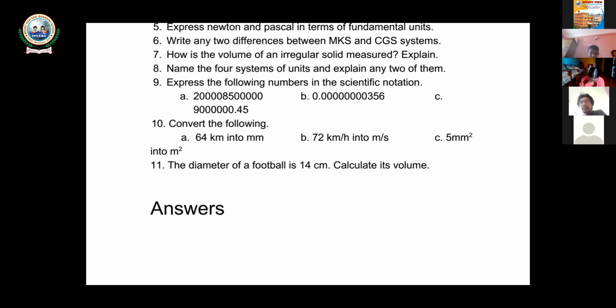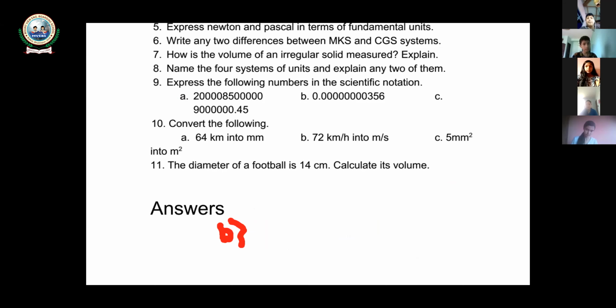Now let me go to number B. Number B is 0 point, you have 0 0 0 0 0 0 0 0 0 3 5 6, which means it is a very small number. It is smaller than 1. So number B can be written like this. When we express a small number in scientific notation, we shift the decimal to the right side, and shifting the decimal to the right side means the negative power increases. So each digit counts a consecutive negative power.